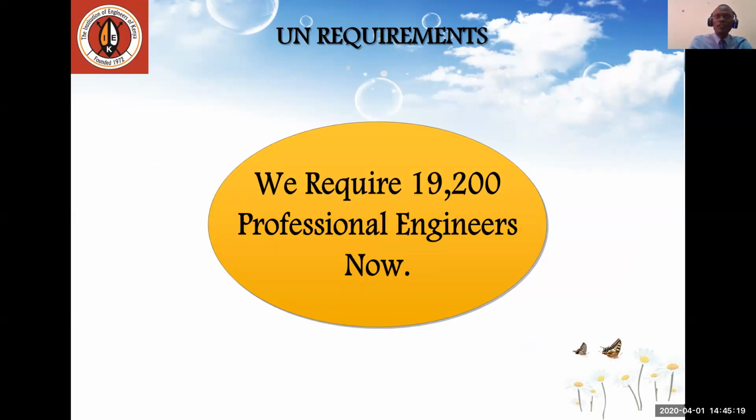Where do we want to be? Now, with a population of 48 million currently, we require 19,200 professional engineers today. In our strategic plan, we oversee that we should be having 20,000 engineers by the year 2023. But you can see the disparity is still very big: today we require 19,200 professional engineers if we are to serve 2,500 population as required by UNESCO.